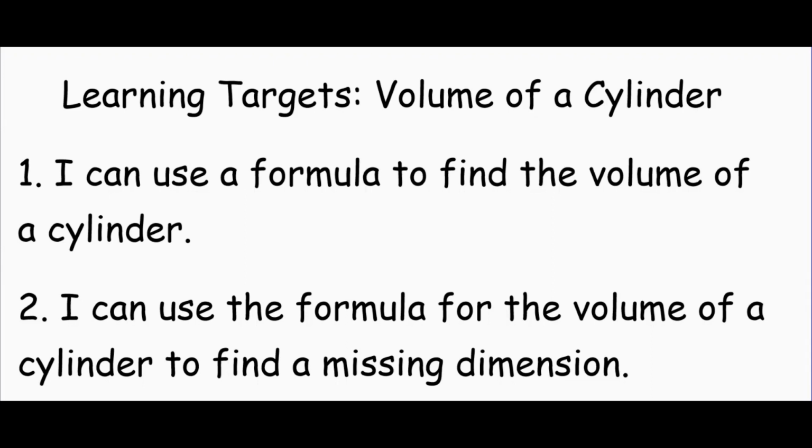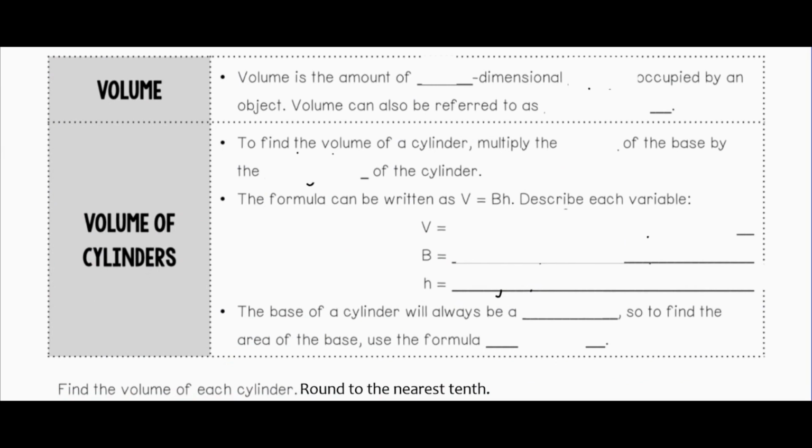Today's learning target is to find the volume of a cylinder. You will be able to use a formula to find the volume of a cylinder, and you can use the formula for the volume of a cylinder to find a missing dimension. What is volume? Volume is the amount of three-dimensional space occupied by an object. Volume can also be referred to as capacity.